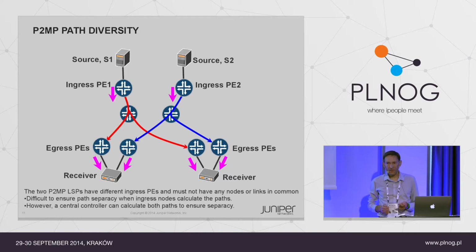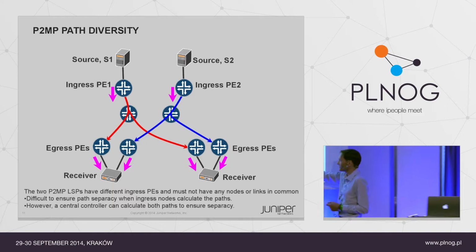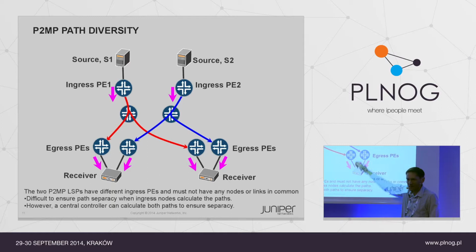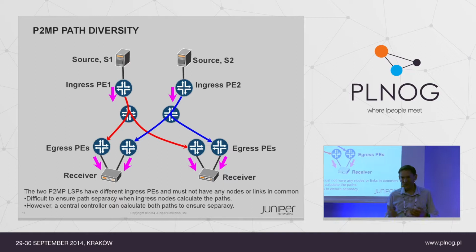So you've got the red point-to-multipoint LSP starting at PE1, the blue starting at PE2. Often they're used in live-live fashion. So you've got exactly the same data going down both for reasons of resilience. And at the application layer, these receivers are reconciling these flows and discarding the one that's not needed if both are arriving. And these must be engineered to be completely diverse in terms of ingress PEs, egress PEs, and nodes and links in the middle. And again, a centralized controller can successfully compute the paths to achieve that requirement.